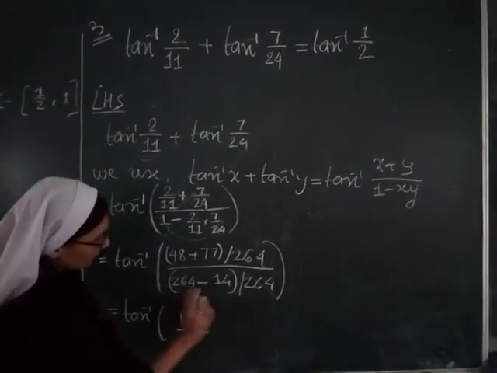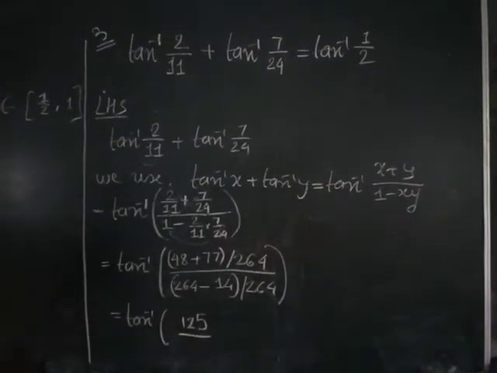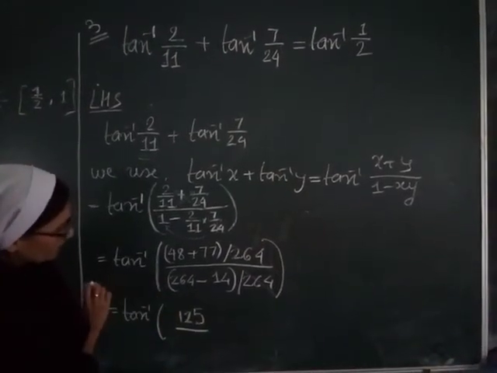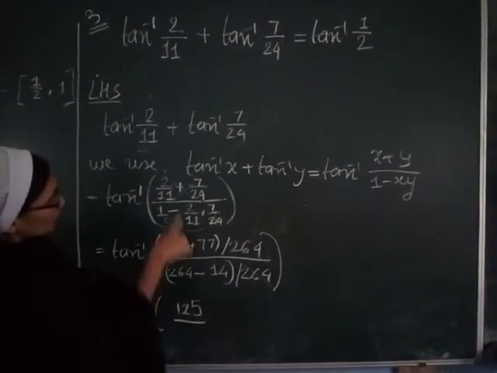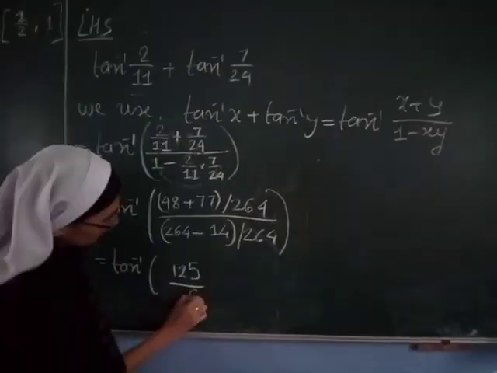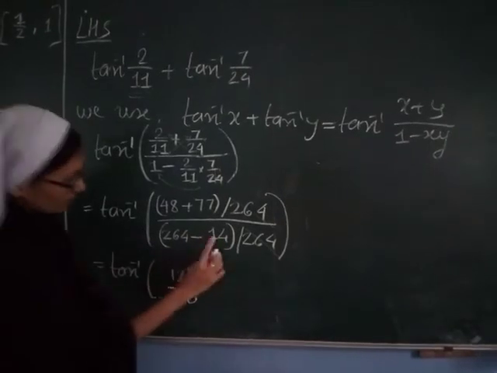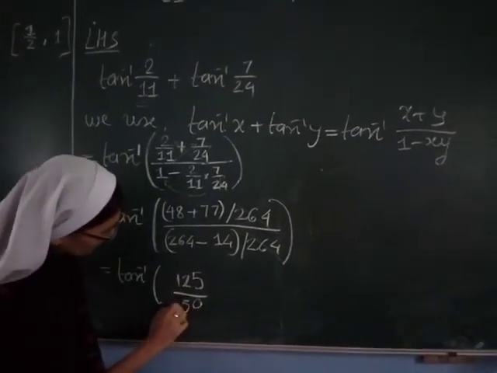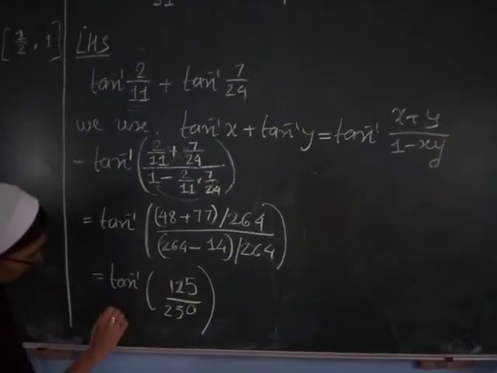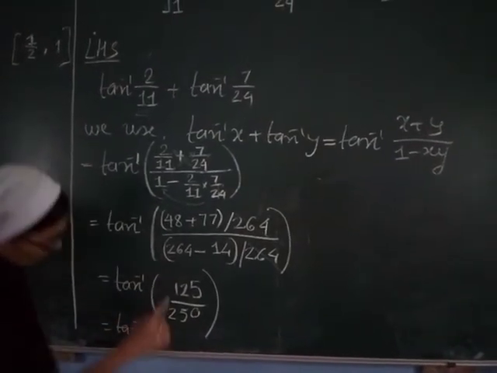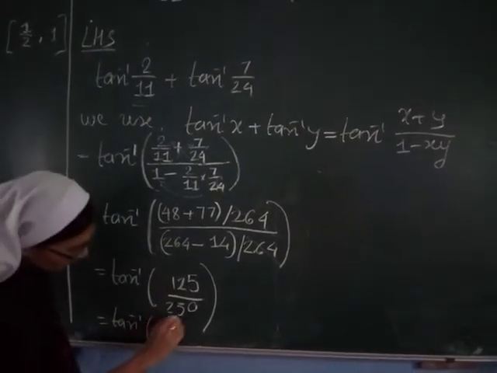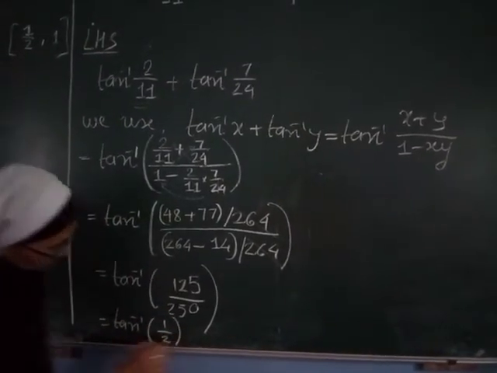And the difference: 264 minus 14 is 250. So you cut it. So you get tan inverse of 125 by 250, so 125, 125 you cut. So 1 by 2. Correct?